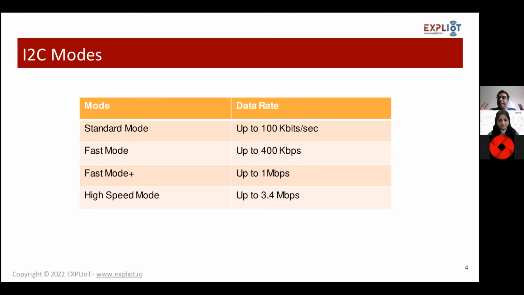But still they are limited because of the typical acknowledgement between the master and slave, and that's the limitation of the I2C protocol. These are the modes of I2C communication, and these are the data rates specifically given by the I2C specification by NXP. Most of the time you will find the standard and fast modes in which most I2C peripherals are working.